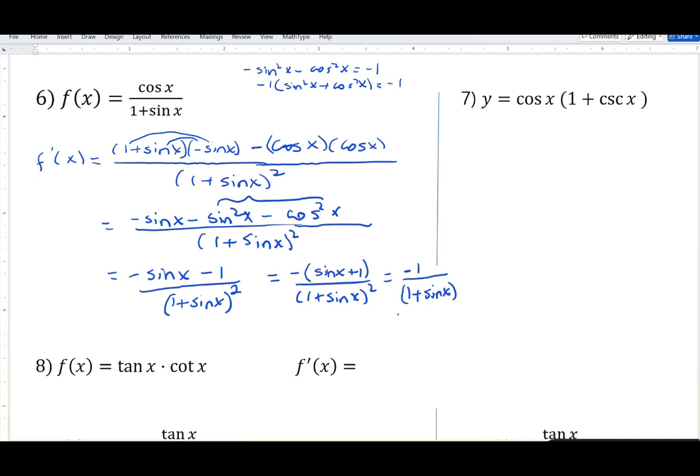Okay. All right, I think I'm going to go over the next few examples in another segment, but this gives you an idea about how to get started on finding derivatives involving trigonometric functions.